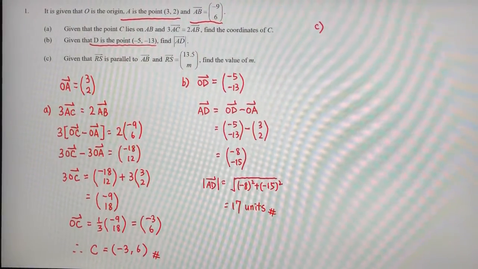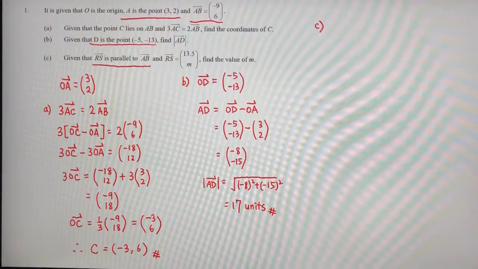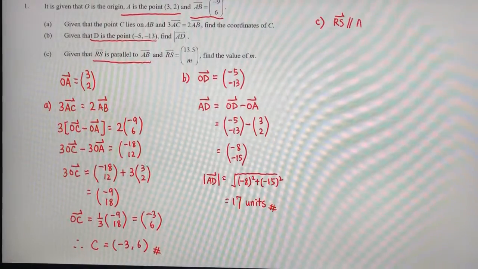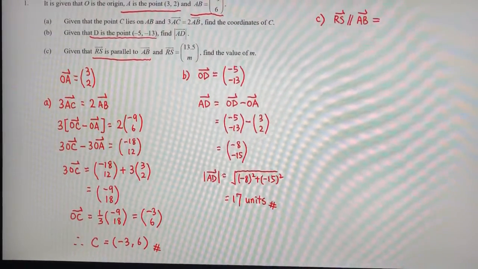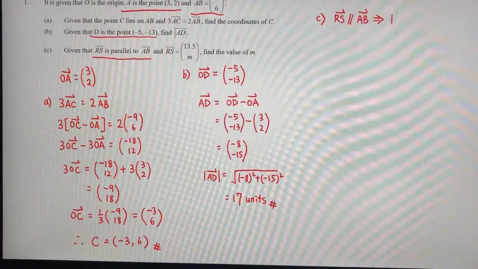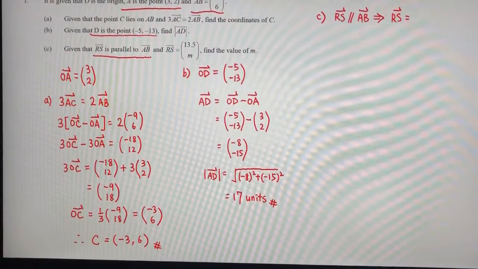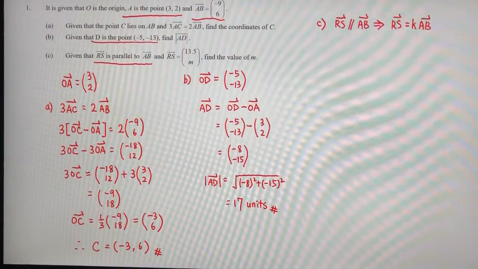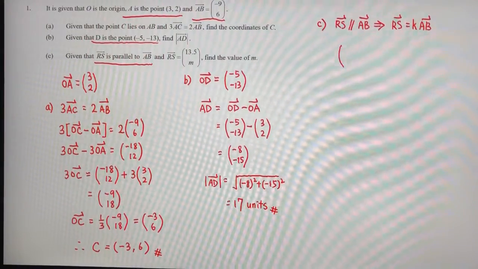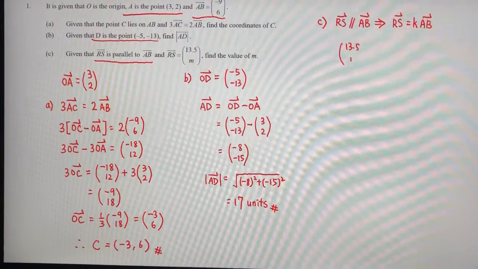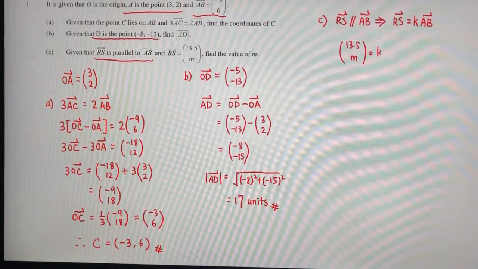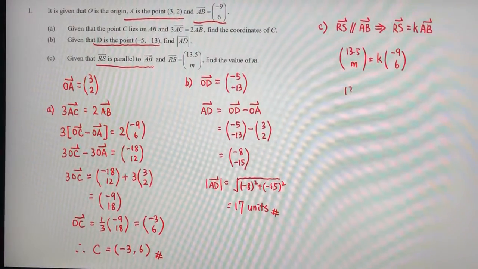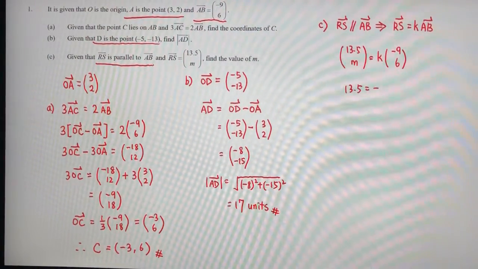For part C, the question tells us that RS is parallel to AB. So we have learned that if RS is parallel to AB, mathematically it just means that RS as a vector can be expressed as a scalar multiple k times vector AB. Since the question tells us what vector RS is, we shall then substitute (13.5, m) to the left-hand side of the equation. And then on the right-hand side of the equation, it will be k times the vector AB, which is again given by the question earlier on.